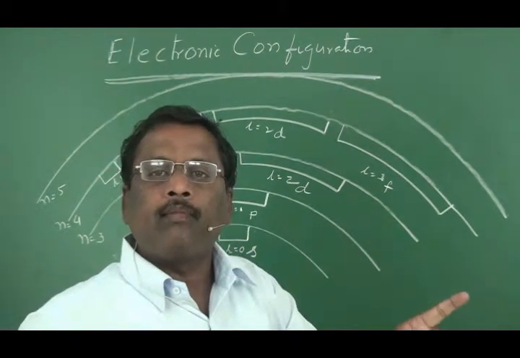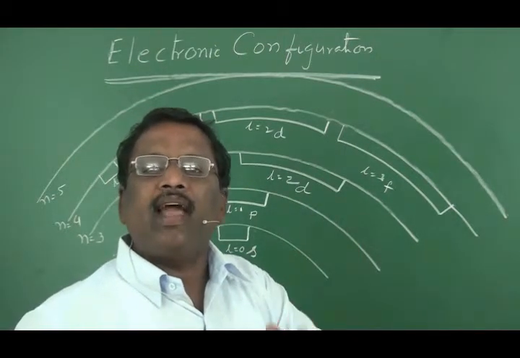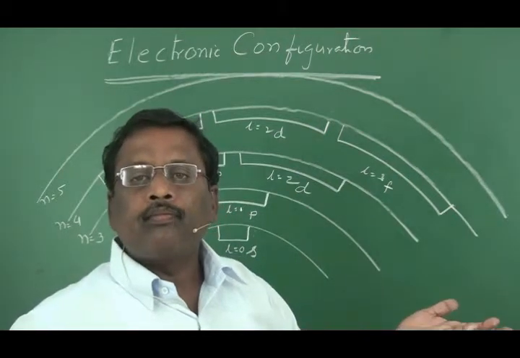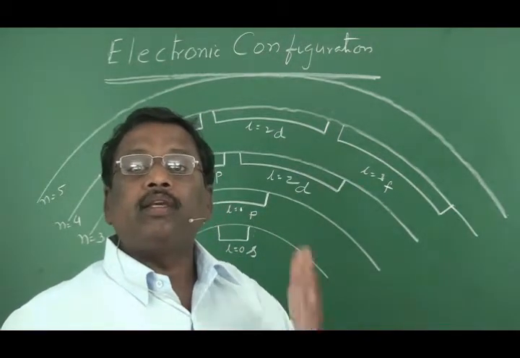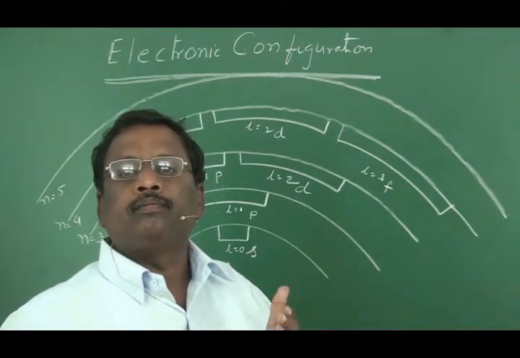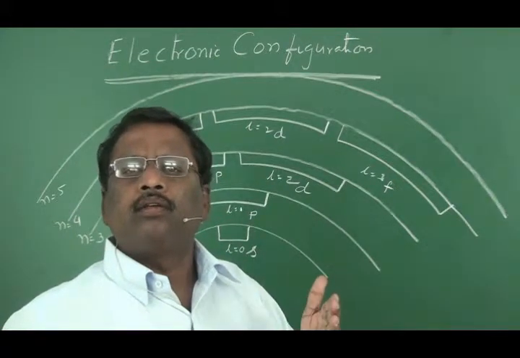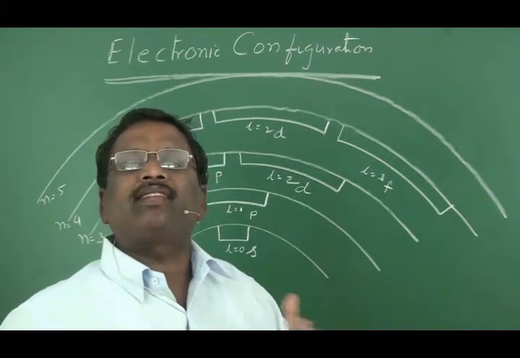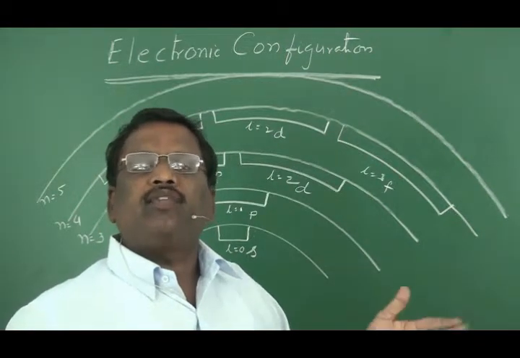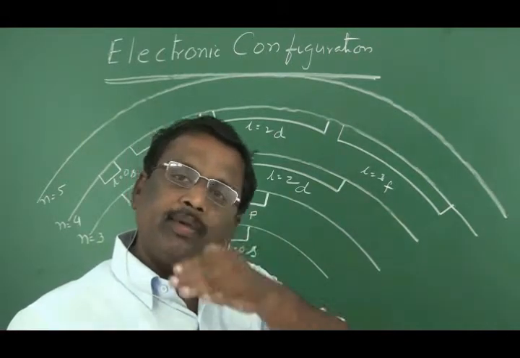In the first energy level, we have only one sub-energy level, that is 1s. 1p is not there. In the second energy level, you have 2s and 2p. There is no 2d, because l value must be at most n minus 1. Generally we call these orbitals, but they are not orbitals. We should call them sub-energy levels: s, p, d, and f sub-energy level. Orbital is a different word with a different meaning.